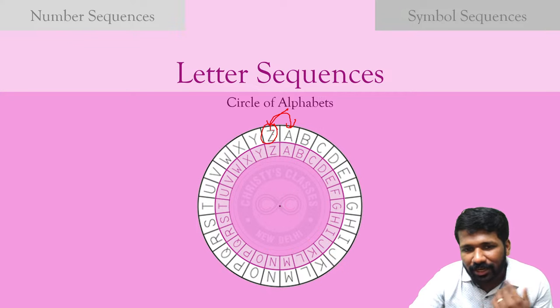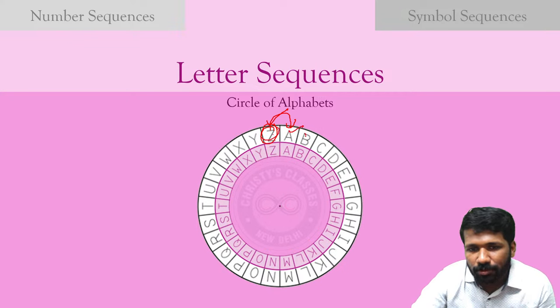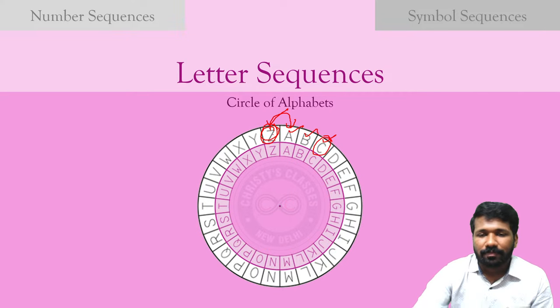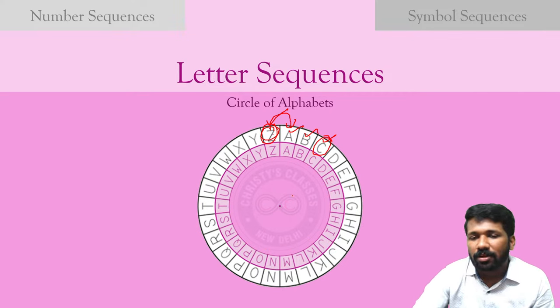So if someone asks you which is the third letter after Z, you can say it is C, because after Z, A, B, C. So consider it as a cycle of letters. And the cycle of letters will help you to understand another thing also.